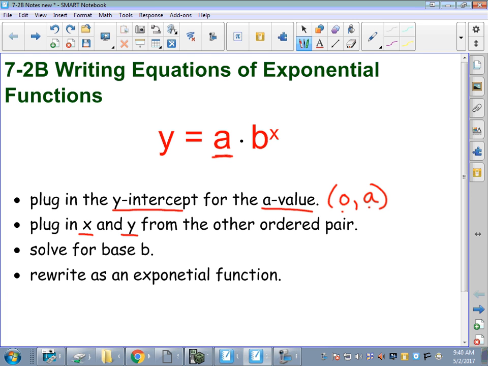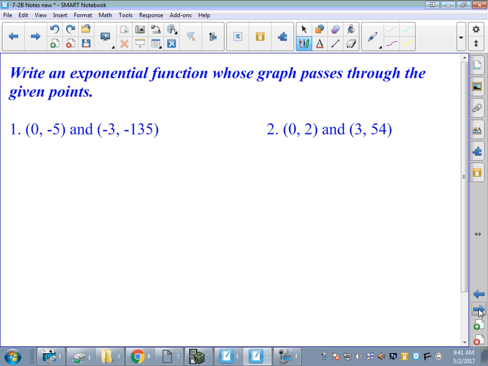Then the other ordered pair that they give you is an x and a y value. So you're going to plug that in for the exponent x and for the y value. And then the only number remaining is b for the base. So you're going to solve for the base. And then once you get the base, you're going to plug everything in and write it as an equation. So this first example, 0, -5, that means this is the a value. And then the x value and the y value are the other ordered pair.